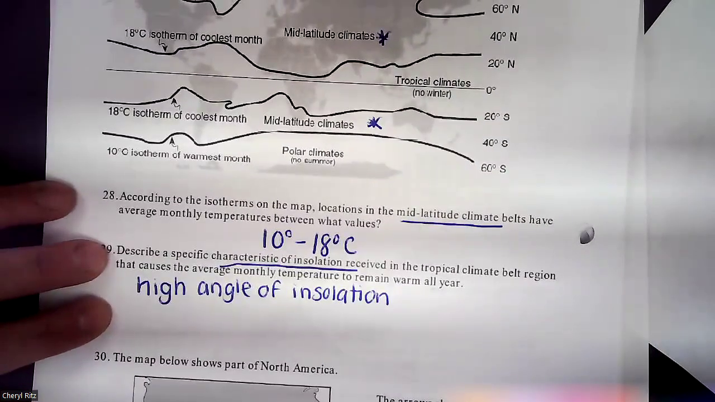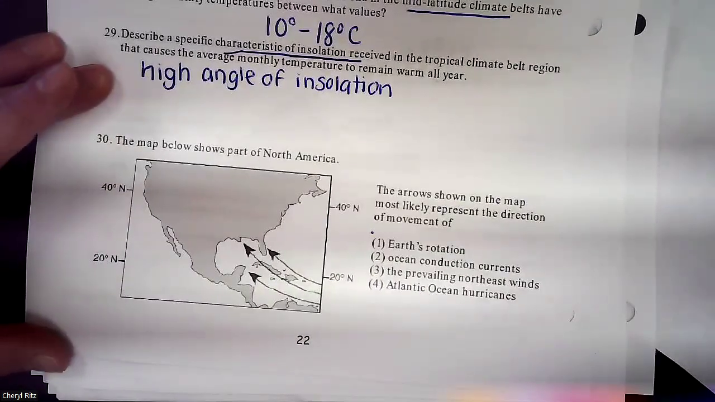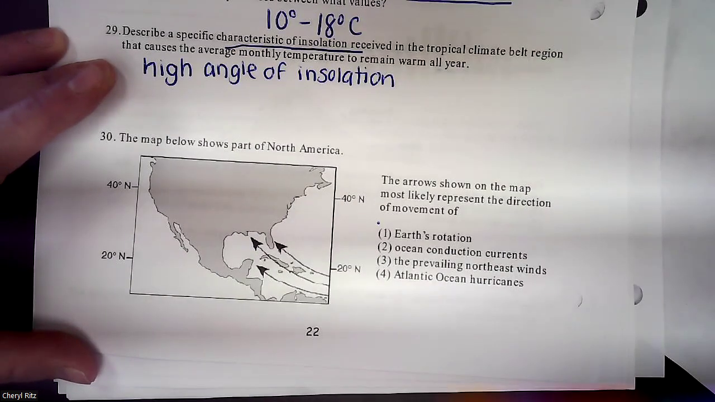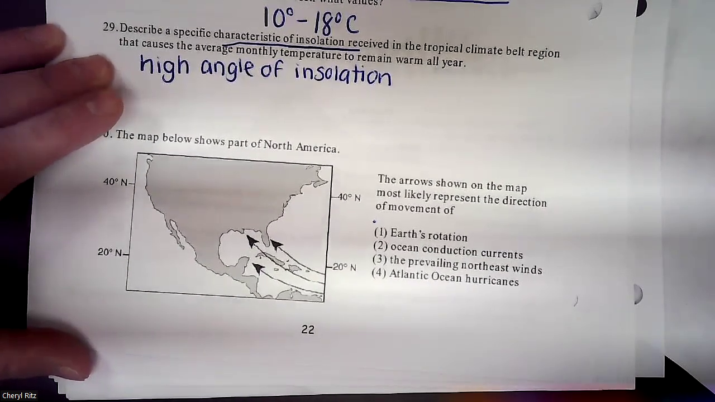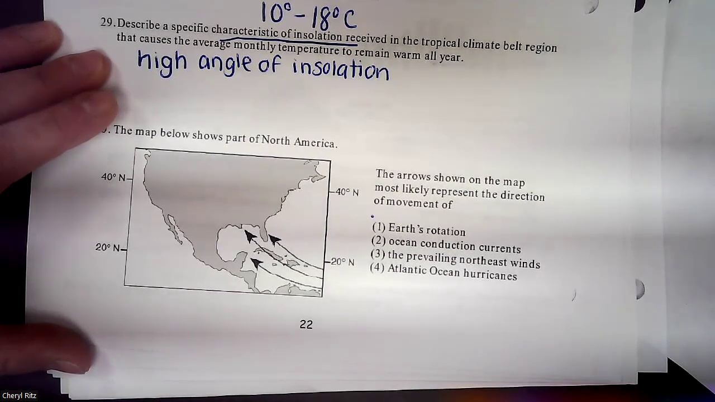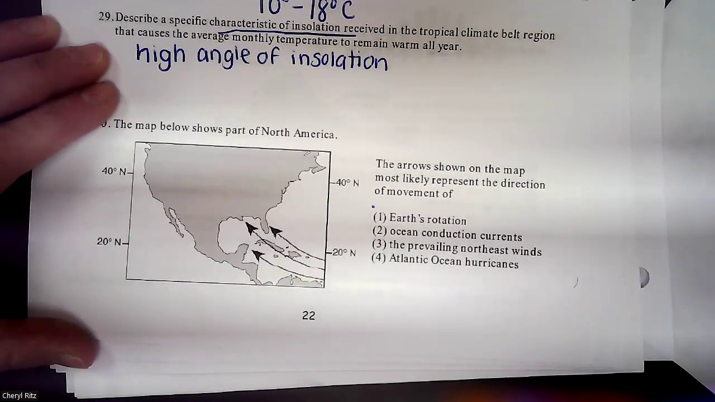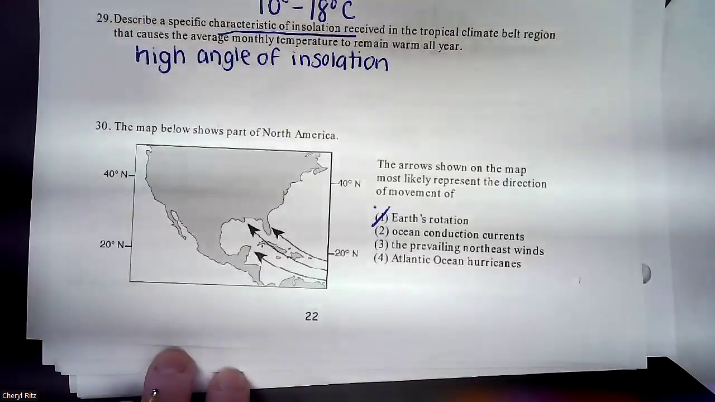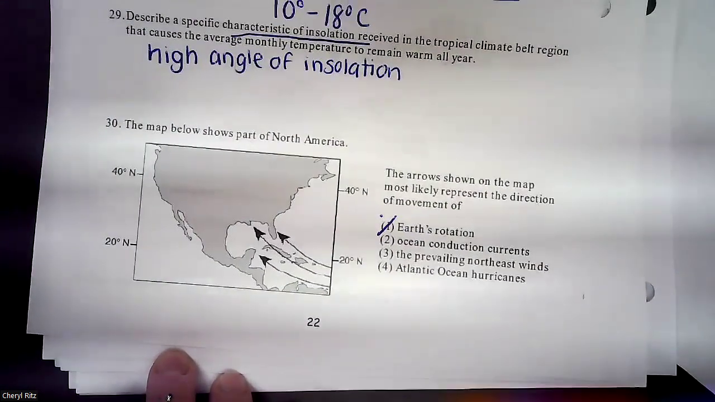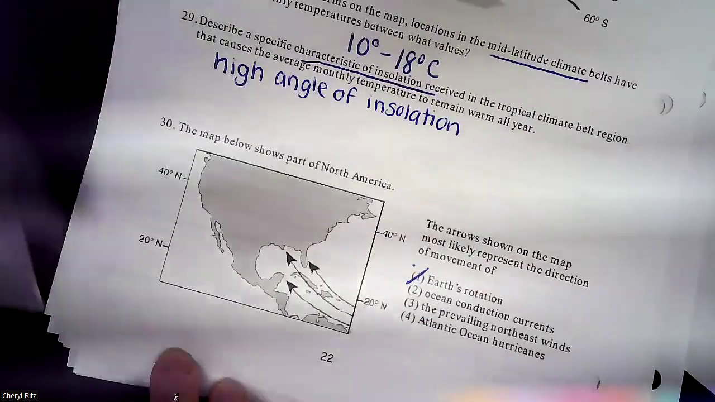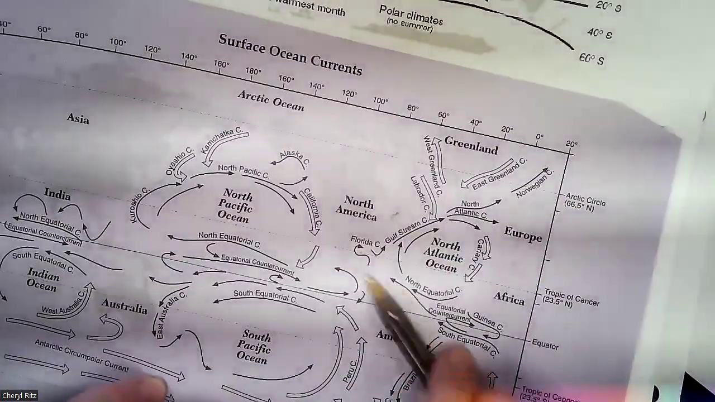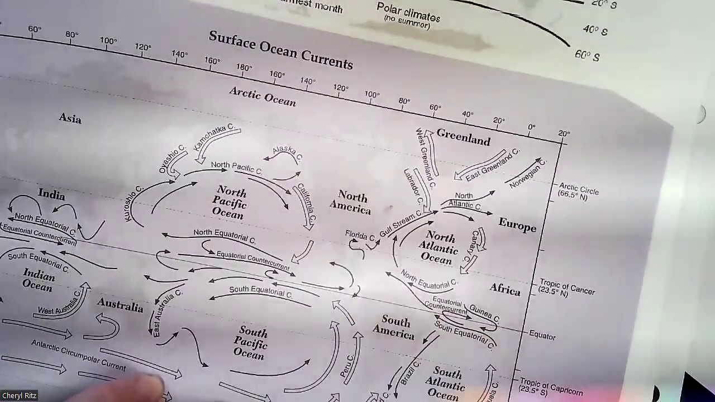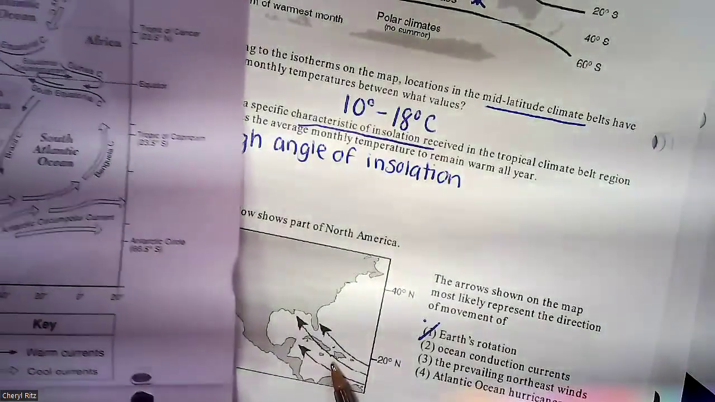Number 30. Did you guys know this one? This is not really appropriate for this chapter. Go through the answers, do process of elimination. It's not a bunch of them. Do these arrows show the earth rotating? No. Do they show the ocean currents? The only way to check that is to check out the ocean currents map. Are there ocean currents that hit Florida like that? Like they are hitting Florida here?